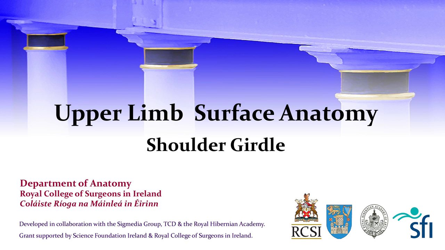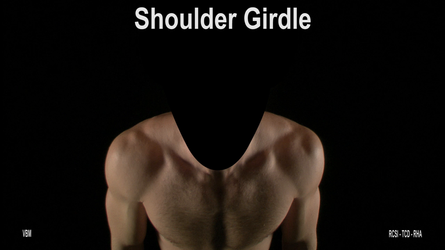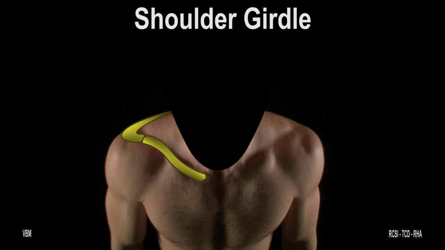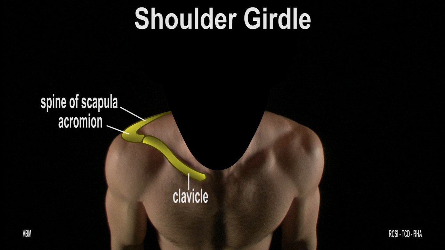Upper limb surface anatomy. Shoulder girdle. The shoulder girdle consists of the scapula and the clavicle and is supported by powerful muscles. The anterior surface of the clavicle, the acromion, and the spine of the scapula are subcutaneous and palpable. The shoulder girdle connects the humerus of the upper limb to the axial skeleton.